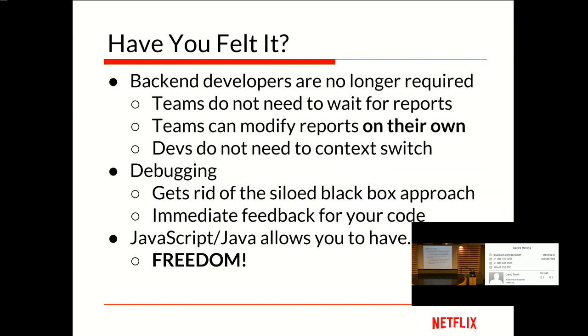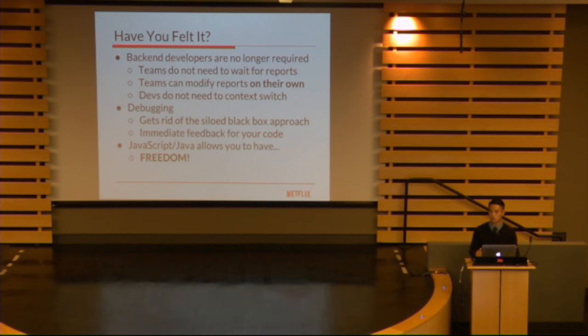So again, what does this really mean? It means backend developers are no longer needed. When teams want to create reports, when they want to change it, they can do it themselves and get immediate feedback right away. Again, backend developers, we don't need a context switch and we can focus on the projects we need to do. We added debugging capabilities, just like we did with that test plan engine you saw earlier.